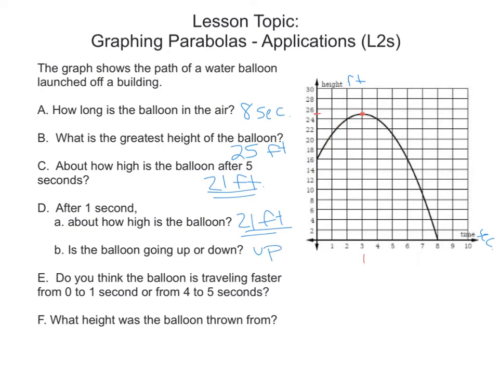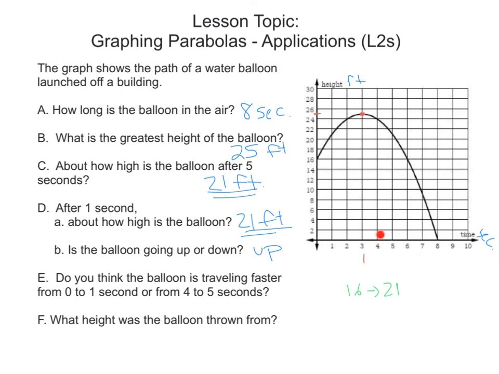Do you think the balloon is traveling faster from 0 to 1 seconds or from 4 to 5 seconds? Well, from 0 to 1, this is the path of the balloon right here. And from 4 to 5 seconds, this is the path of the balloon. So what do you think? Do you think the balloon is traveling faster here or here? Well, think about this for a minute. It goes from 16 to 21 here, from 16 feet to 21 feet. Let's write that down, from 16 to 21 feet.